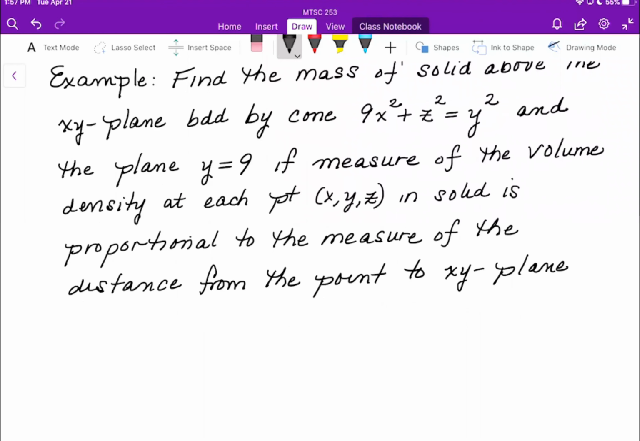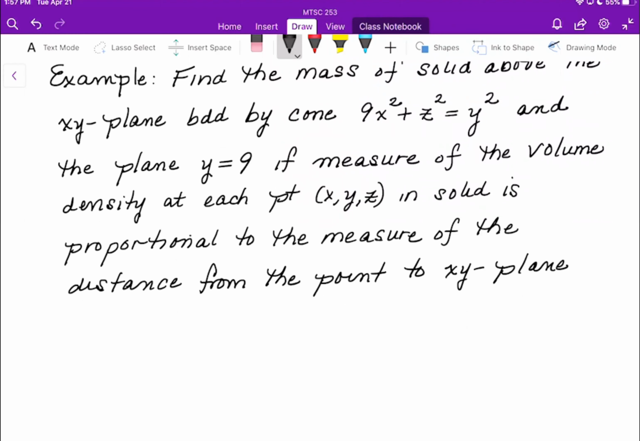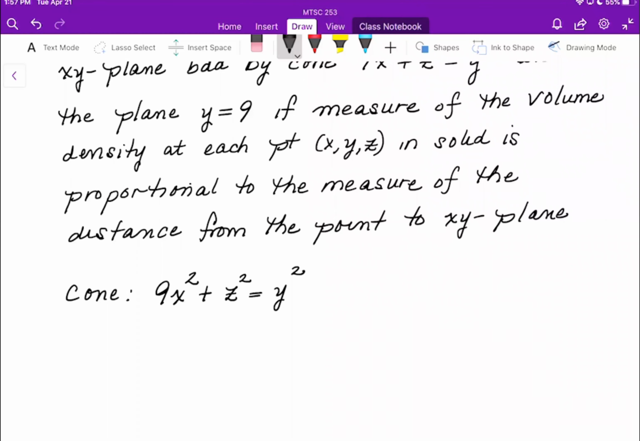So the cone is defined by 9x squared plus z squared is equal to y squared. All right, so now we've looked at cones before. In the past, we looked at cones that look like z squared equal x squared plus y squared.